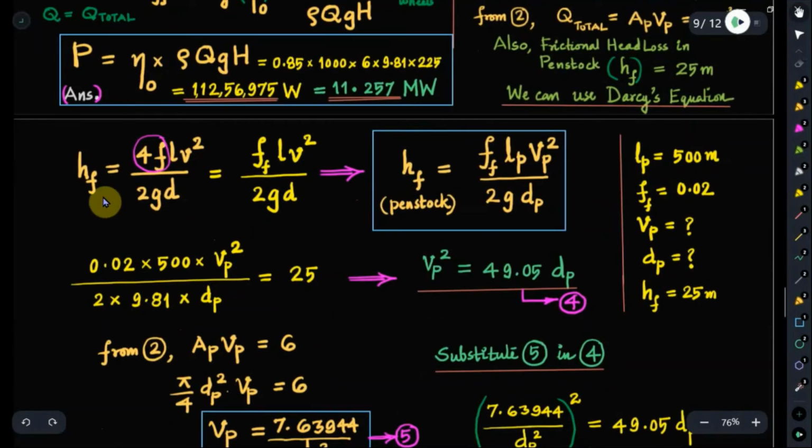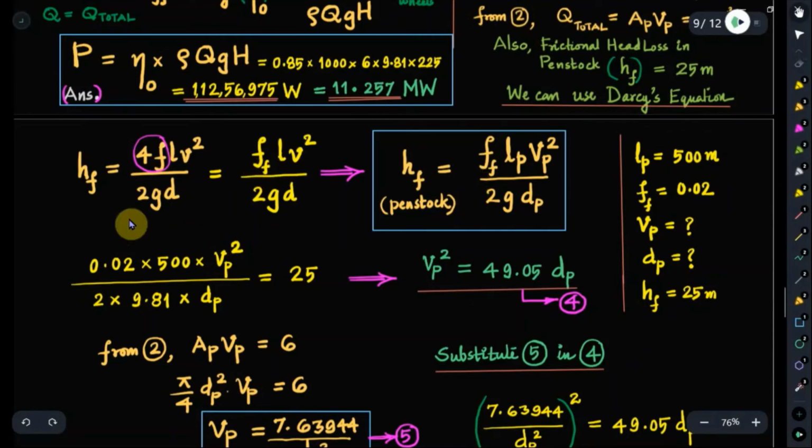Hf is equal to 4fLV square by 2gD. That is the famous Darcy's equation for finding the head loss due to friction in pipe flow, where f is the Darcy's coefficient of friction, and 4 times Darcy's coefficient of friction is equal to the Darcy's friction factor. Let's denote it by Ff. Here the friction factor is given to be 0.02, and the length of the penstock pipe is 500 meters.